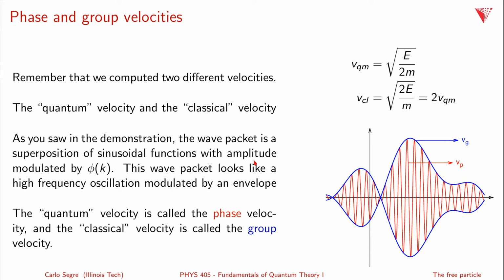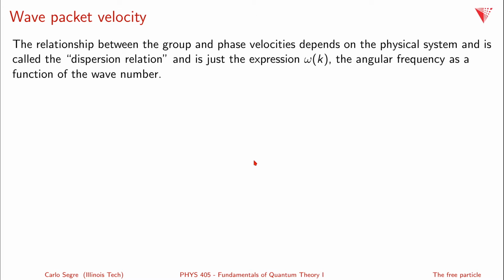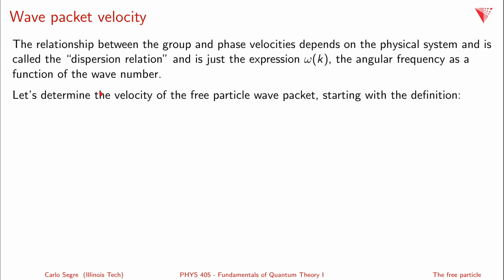And we'll see how that works in just a little bit. So this relationship between the group and phase velocities depends on the physical system and is related to the dispersion relation, which is the expression omega as a function of k. That is, the angular frequency as a function of the wave number of the wave packet. So let's see what the velocity of a free particle wave packet would be. And we'll start with the definition of a wave packet.